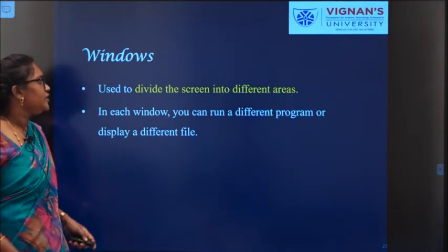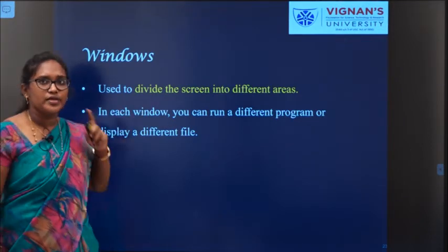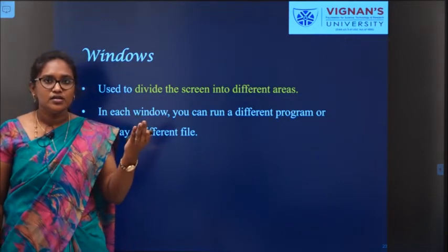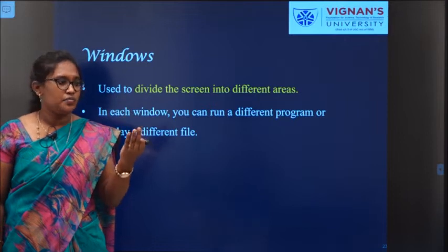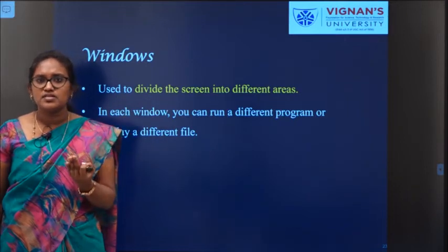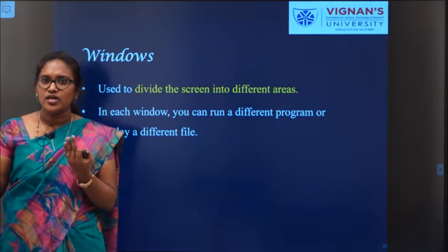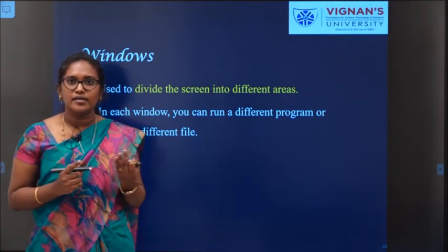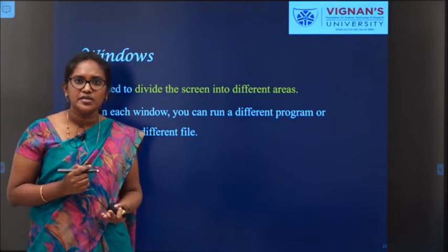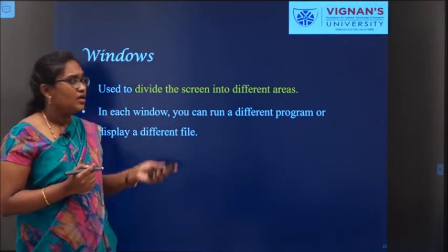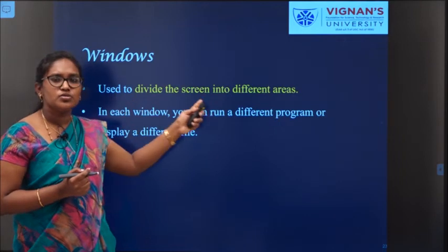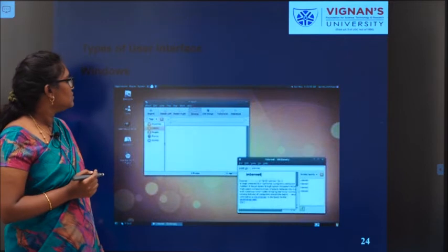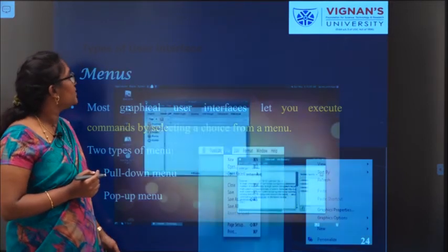Next one is windows. So what do windows mean? If you observe your computer, you can have your game at one side, pictures at one side and Facebook at one side. That means 3 windows you can manage at one time. That is called having windows, which is used to divide the screen into different areas. So this is how your windows will be.